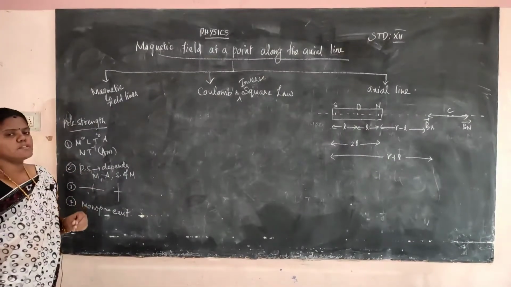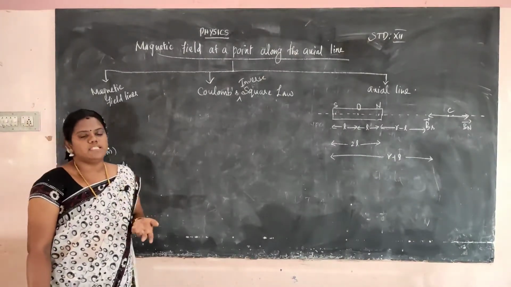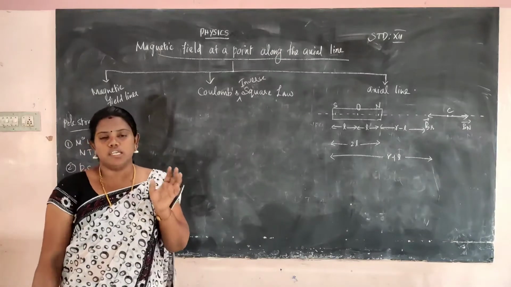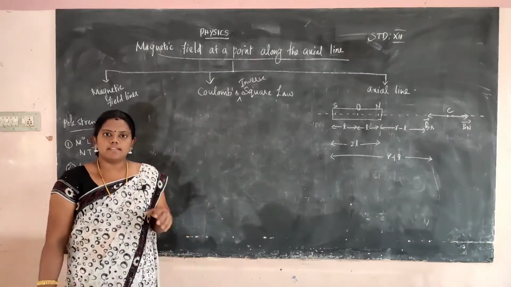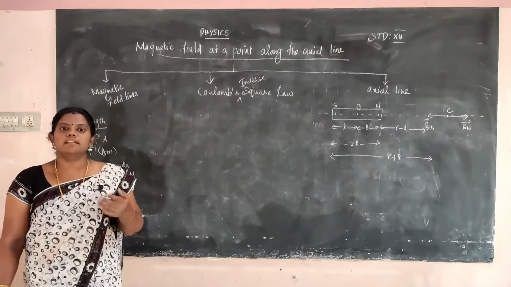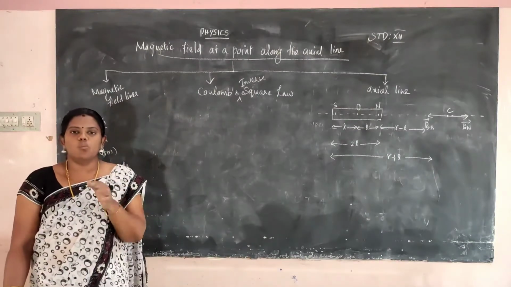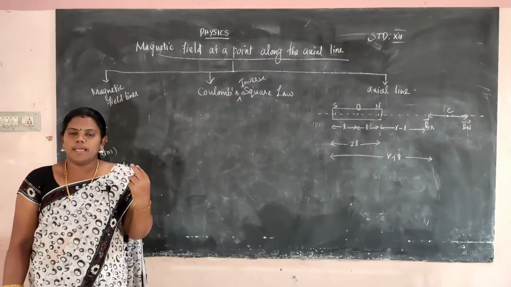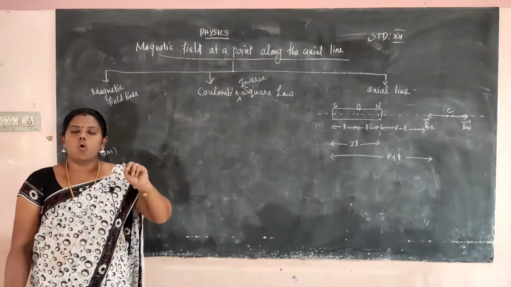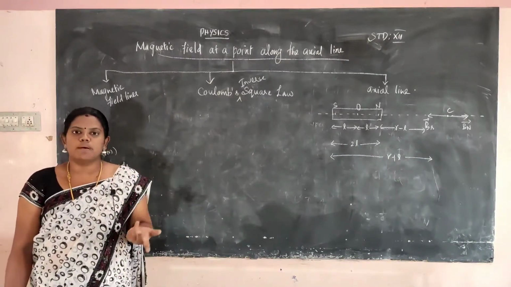Then sometimes a magnet is cut into many pieces. Each part of the magnet acts as a new magnet, and the new magnet also has two poles. Only two poles are there; no monopole exists. That is, however many times you break a magnet, all the pieces act as individual magnets.